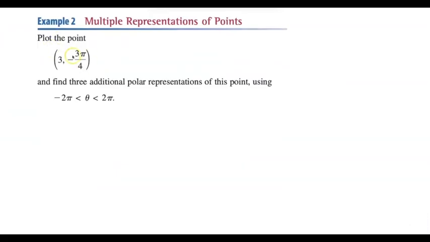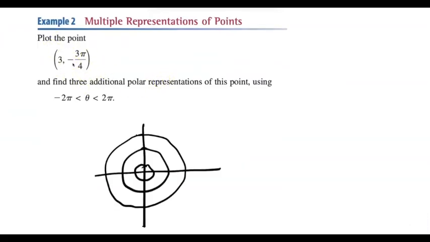We want to plot this point, and we want to come up with 3 additional polar representations of this point. So negative 3 pi over 4. Here's 0. Here's negative pi over 2. Here's negative pi over 1. Negative 3 pi over 4 would be halfway through this. We'll say that is the pole for negative 3 pi over 4.